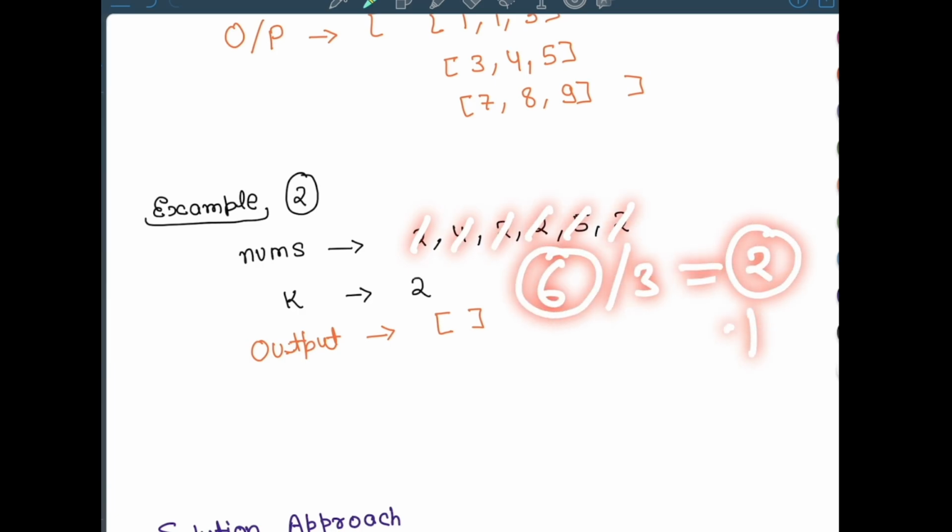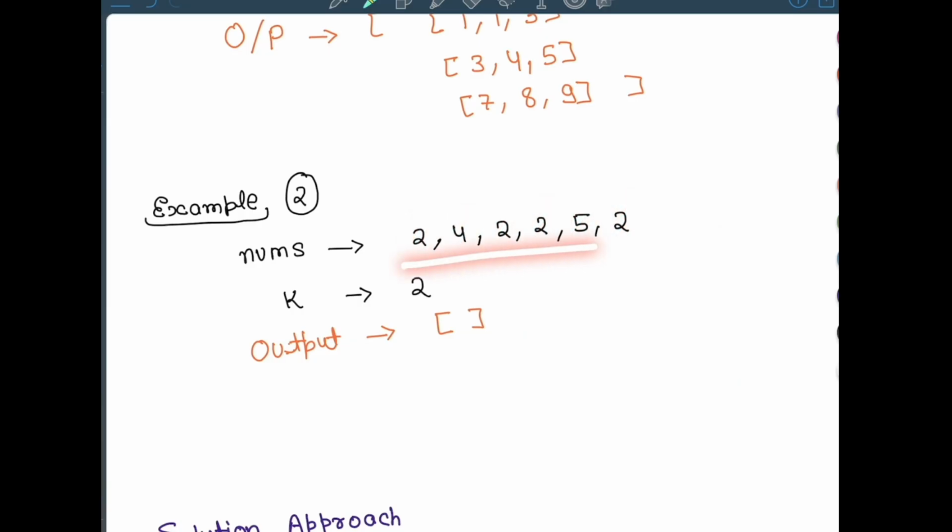So we need to create a total of 2 arrays from this given array nums, and those two arrays are going to have 3 elements. Now we can divide this array into two such arrays. We can say the first array is 2, 4, 2 and the second array is 2, 5, 2.